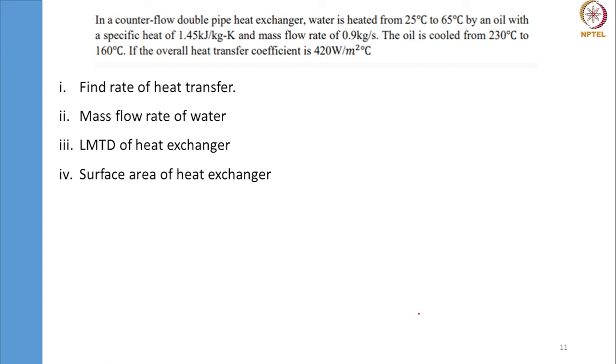We have a composite question here. This is our last question for the day. We have a counterflow double pipe heat exchanger where water is heated from T1 to T2 by another fluid, oil, with Cp of so and so and mass flow rate being 0.9. The oil is cooled from 230 to 160, and we have the overall heat transfer coefficient U as 420 watt per meter square Kelvin or degree Celsius.